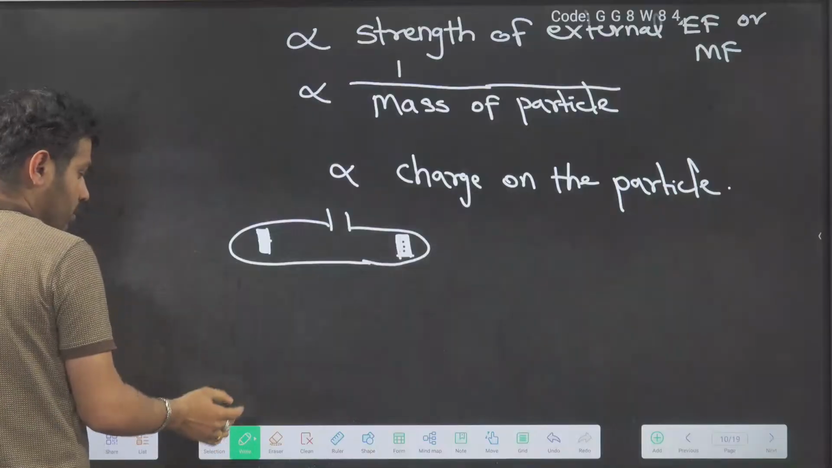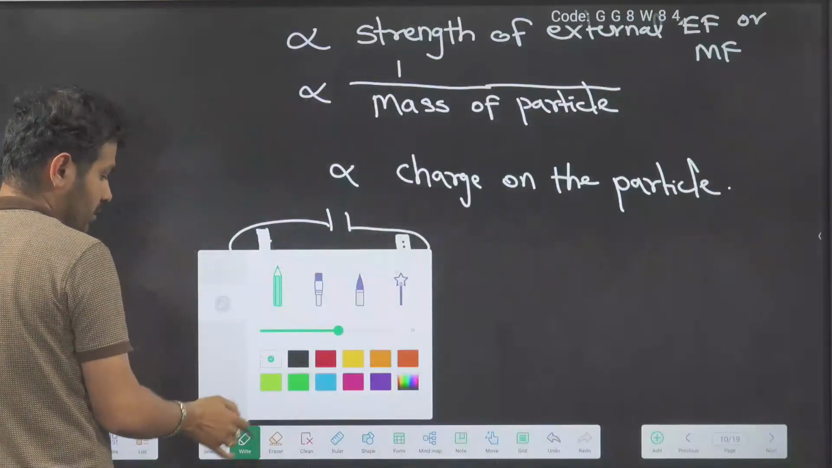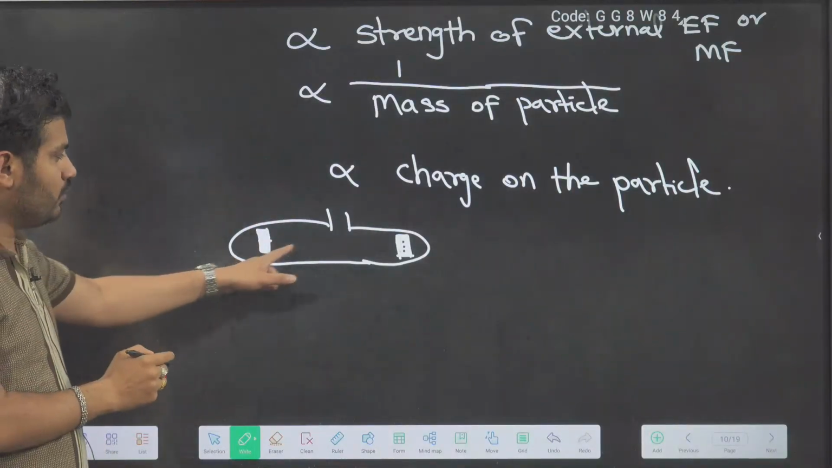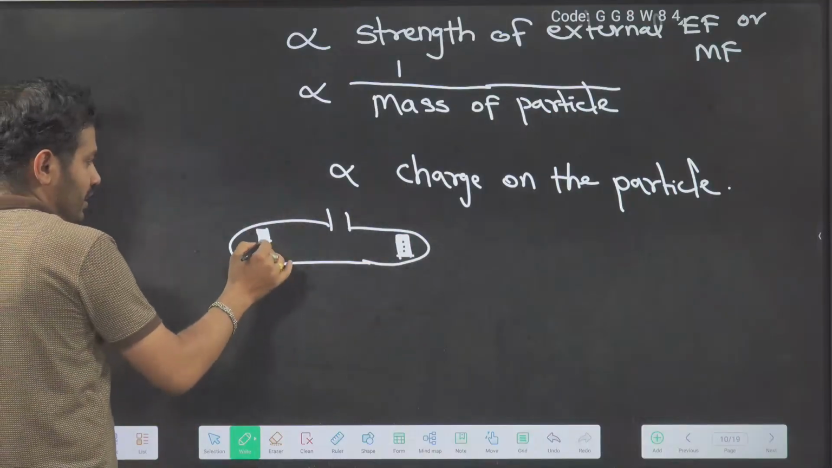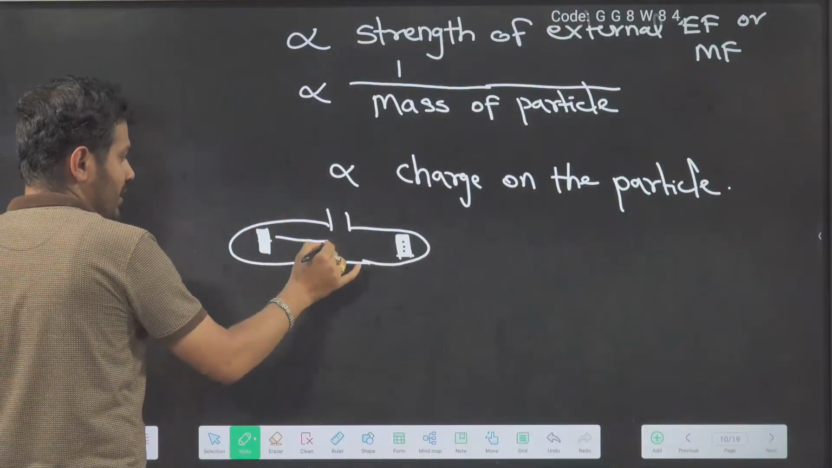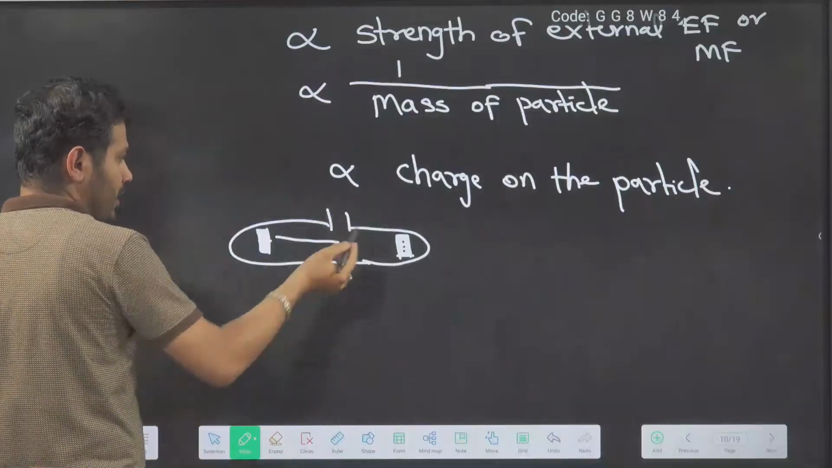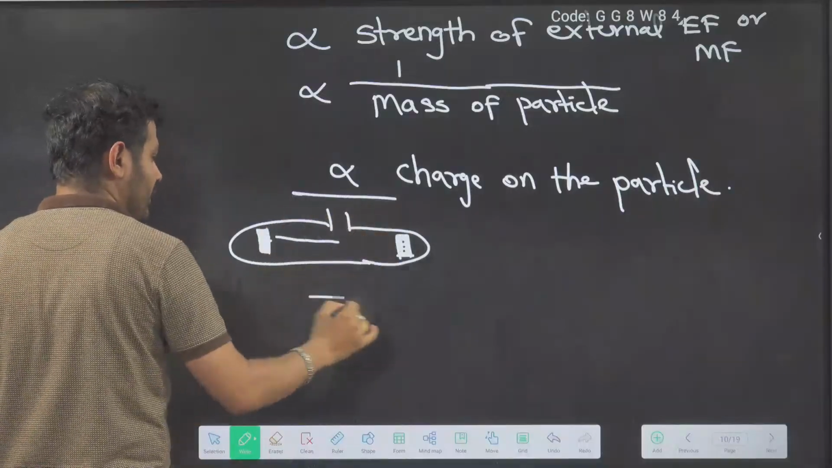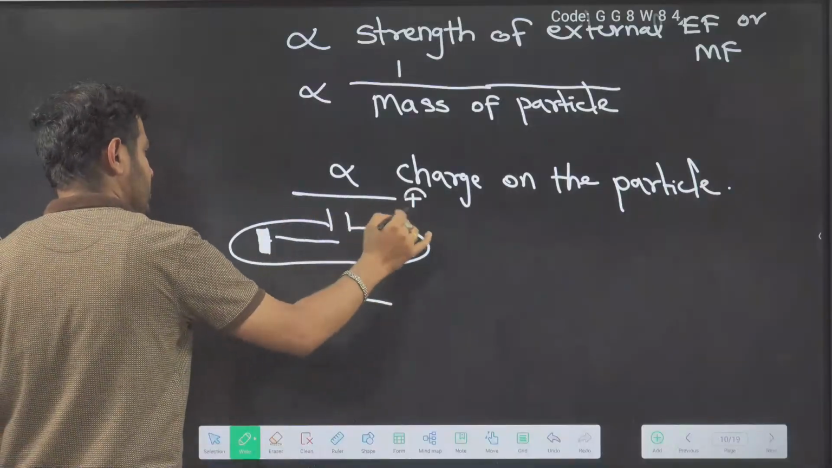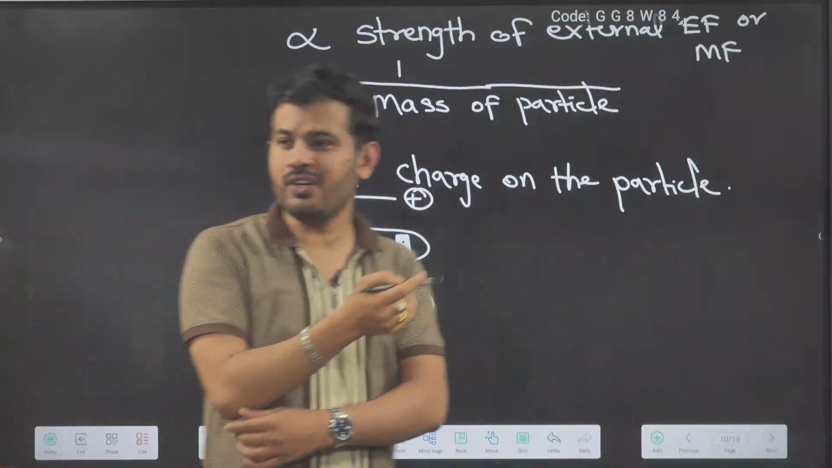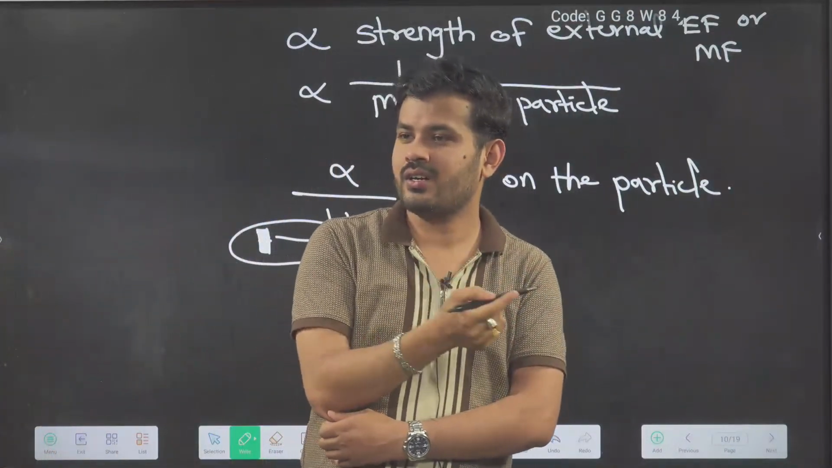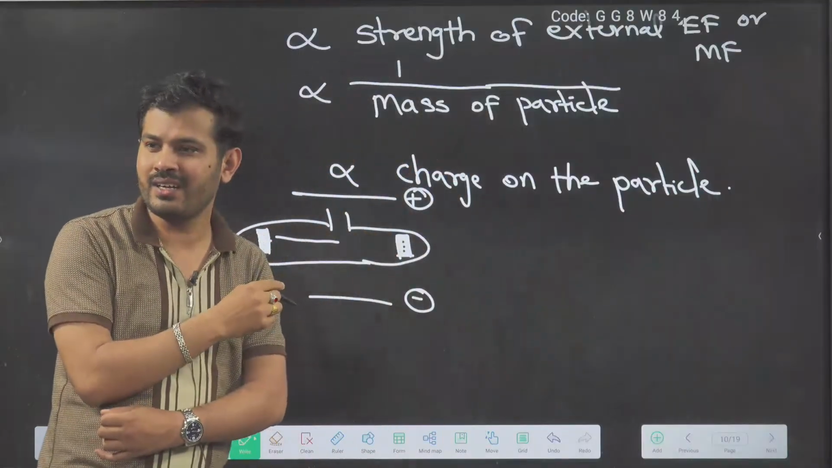This is your anode, right? This diagram makes sense. We have the cathode, we have the anode in which some holes are there. Now, from the cathode, the ray has started going towards the anode, but meanwhile, if you have some electric field here, suppose a plus terminal and a minus terminal, the cathode ray will get deflected towards which side?